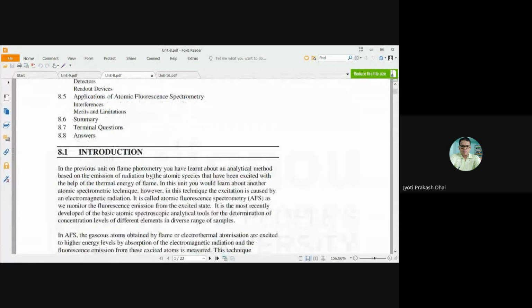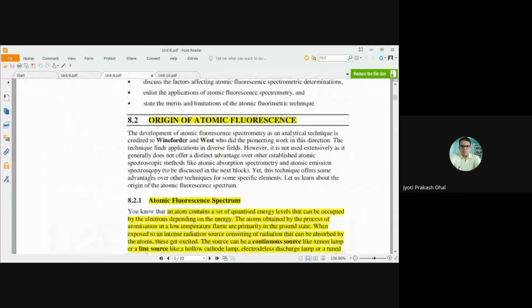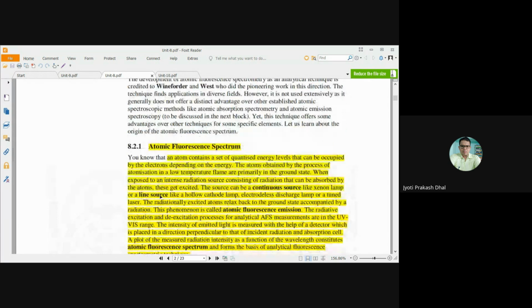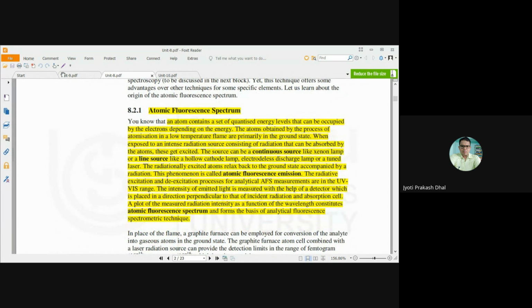So now we will start Unit 8, that is atomic fluorescence spectroscopy. First we will discuss the origin of atomic fluorescence, the atomic fluorescence spectrum.